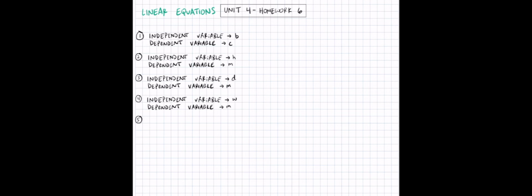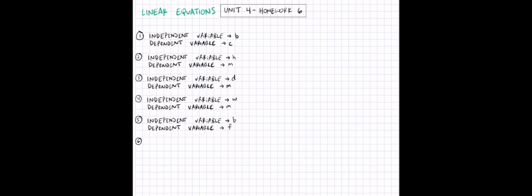For number 5, let's check out this scenario. I'm going to go ahead and label this out first. Let's say the total cost of your food and the amount of food that you buy. Well, you can imagine if you buy more food, it's going to cost more money, right? So the cost of the food, which is going to be F, let's say that's going to depend on how much you buy, B. So F, the total cost, depends on how much you buy.